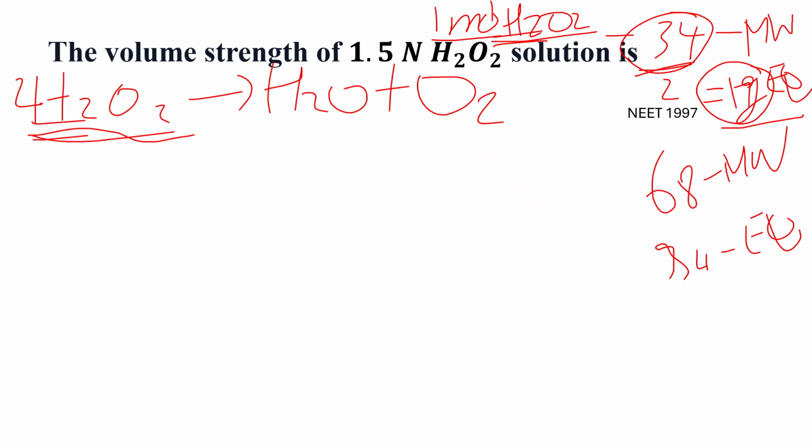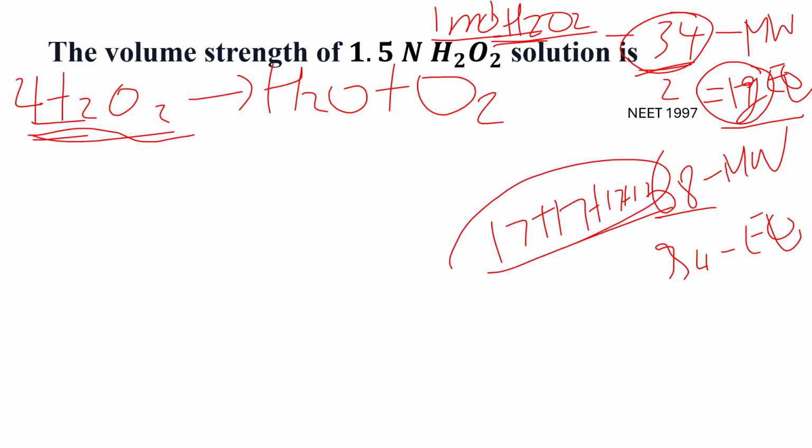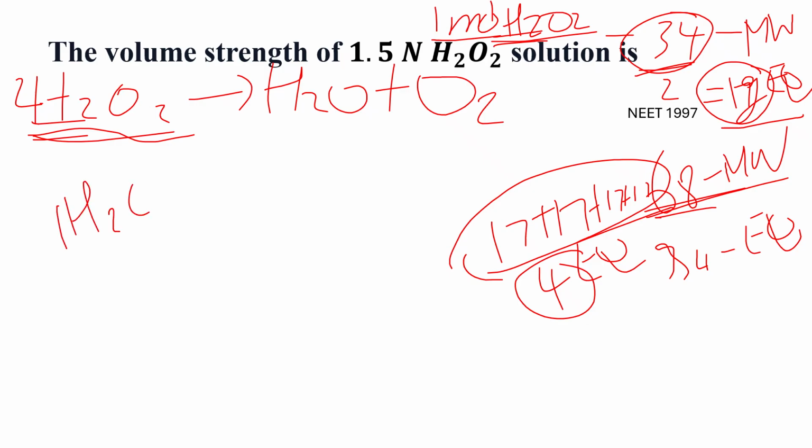If I take 68, there are four 17s: 17 plus 17 plus 17 plus 17. If I take 2 moles of hydrogen peroxide, I will get 4 equivalent weights and 2 molecular weights. To repeat, if you take 1 mole of H2O2, you will get 1 molecular weight, that is 34 gram.